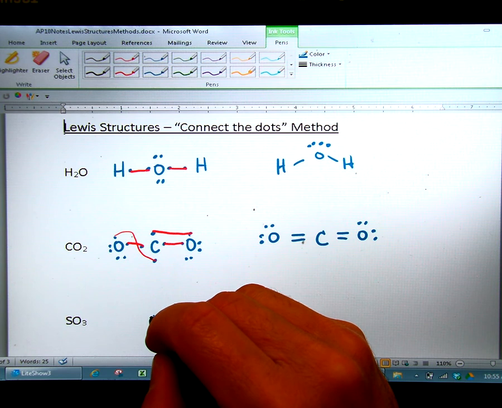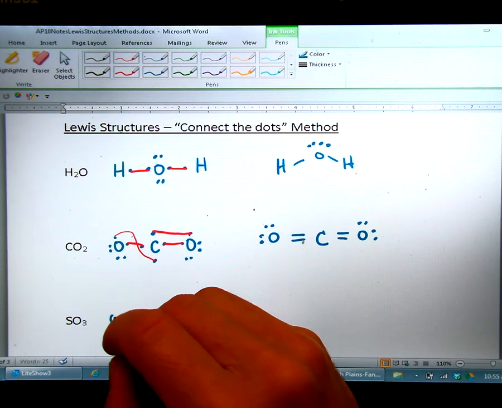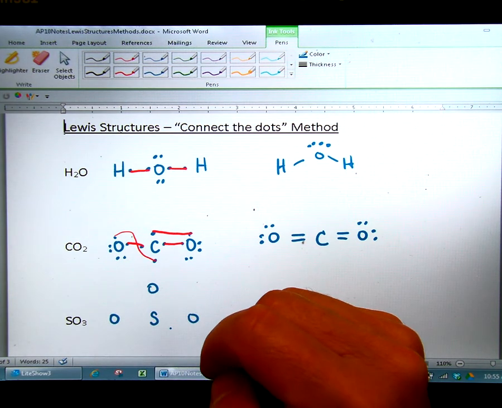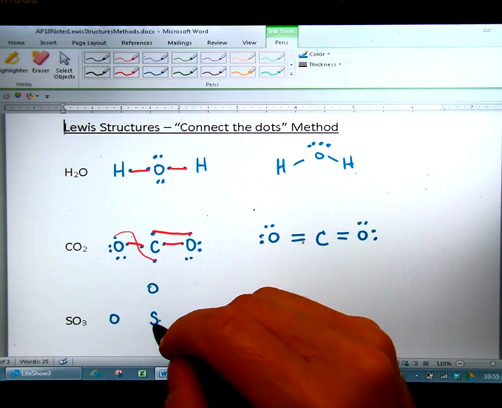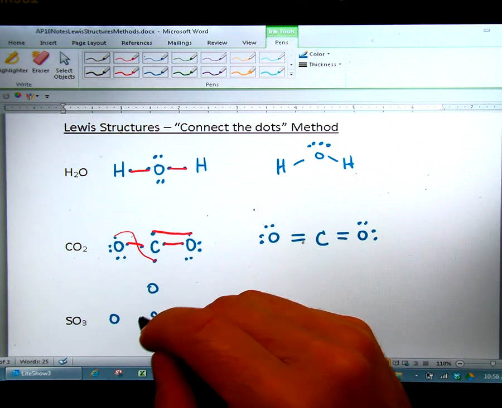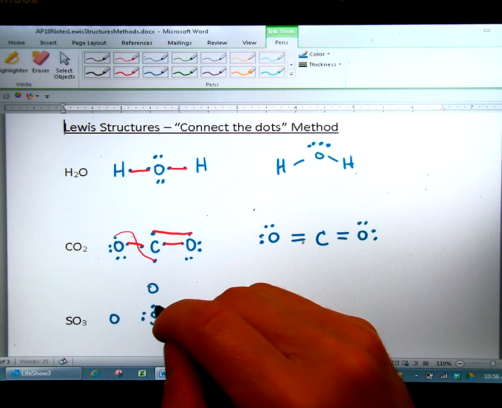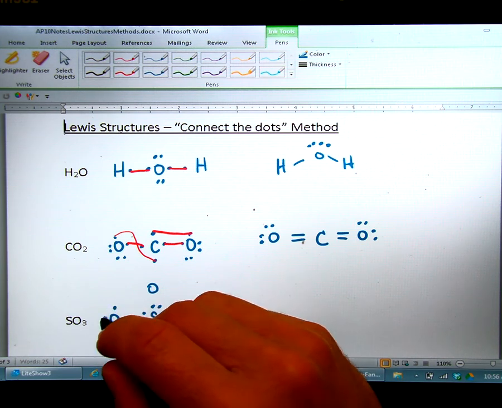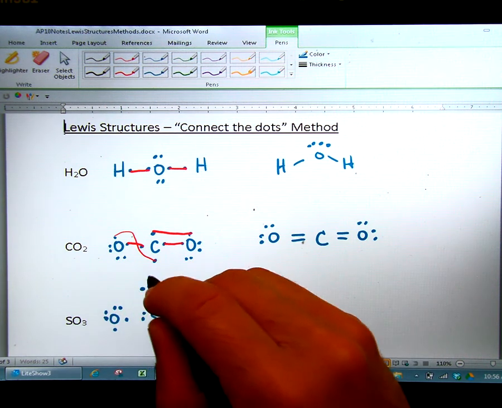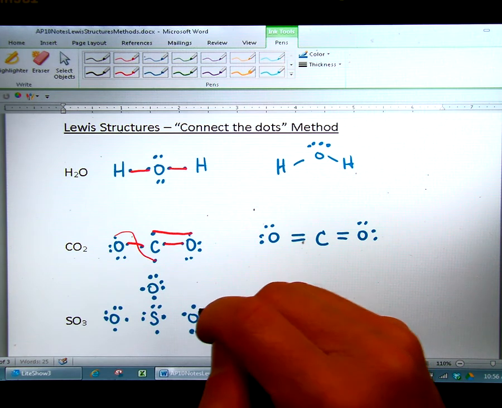This is not sulfite, the polyatomic ion, because remember that sulfite is an SO3 negative 2. So here's sulfur trioxide. It's a molecular compound. Every one of these, S and O, each have 6 valence electrons. So we're going to do 1, 2, 3, 4, 5, 6, for each of the four atoms.